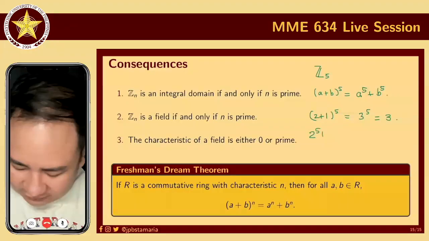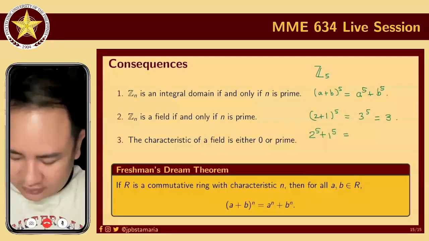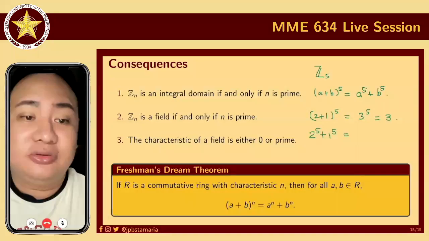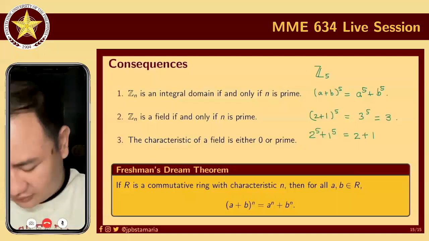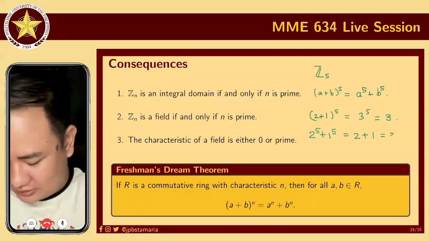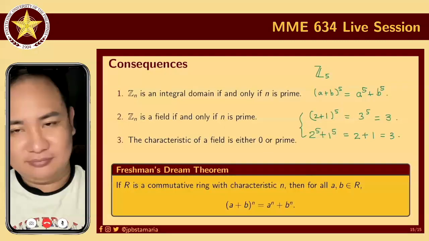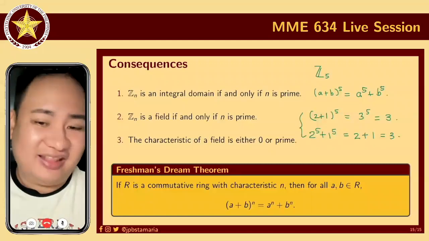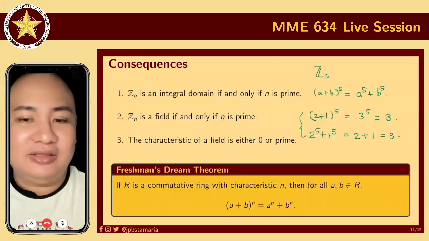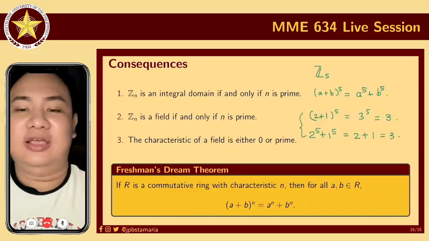Now try 2 to the 5th plus 1 to the 5th. What is 2 to the 5th? 32. Modulo 5, that's 2. 1 to the 5th is 1, of course, all the time. So that's 1. 2 plus 1 is 3. Did you see that these are the same? Yes, because in any ring, as long as the characteristic is n, (a plus b) raised to n is equal to a to the n plus b to the n.